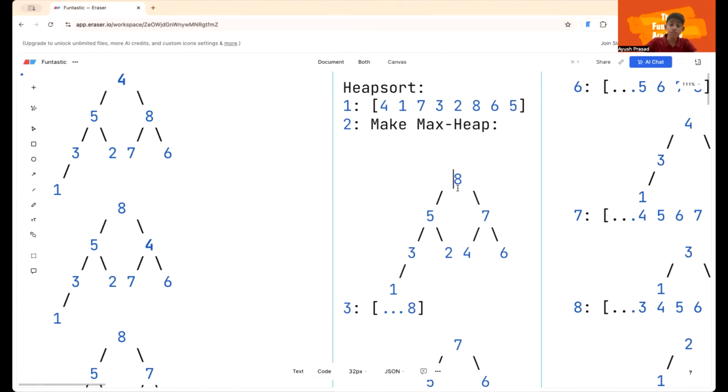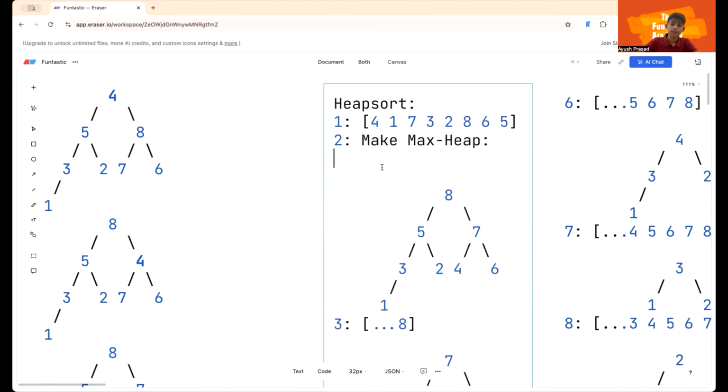Now, how do we store heaps like this? The answer is simple. All we do is we read every number in normal reading order and we store them in a normal list.